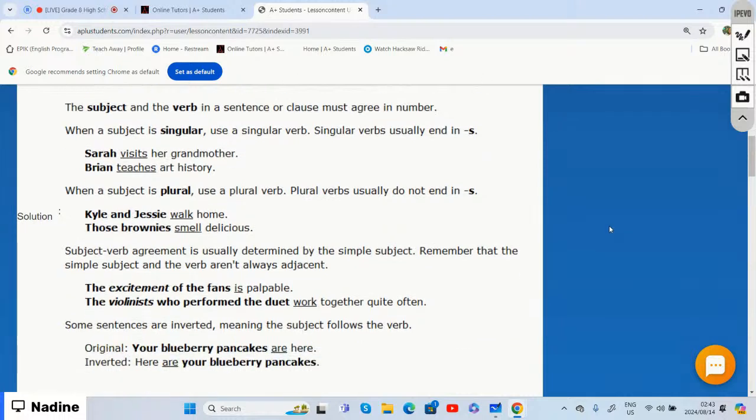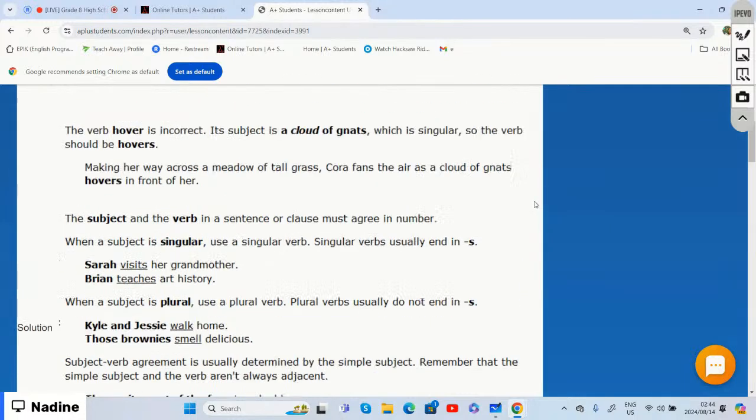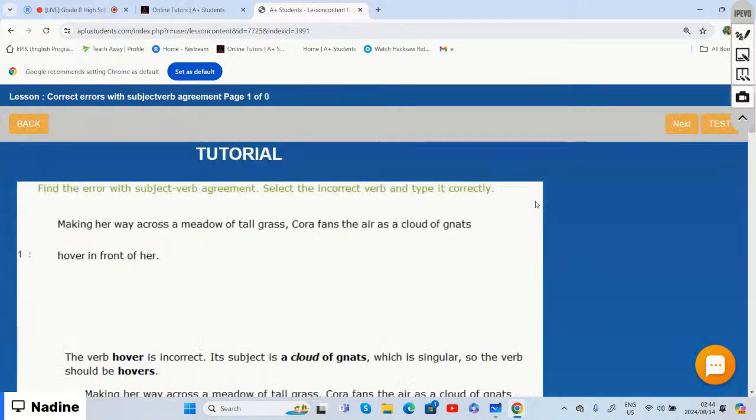And also, when a subject again is plural, then we use a plural verb. Plural refers to more than one person, thing, or animal. And plural verbs usually don't end in S or ES. For example, Kyle and Jesse, meaning it is two people, they walk home. Or those brownies, we're referring to more than one brownie that is maybe on the table. They smell delicious, right? So now let's go to our test.